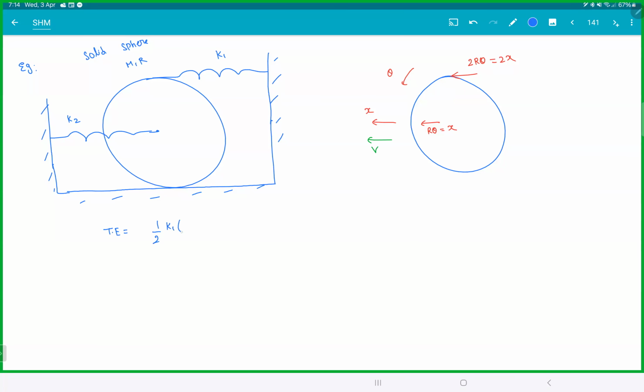Half k1 2x whole square, plus half k2 x square, plus half m v square, plus half I omega square. Lucky there is no gravitational potential energy. Differentiate. This would be 4k1 x dx by dt, which is v, plus k2 x v, plus mv acceleration, plus I omega alpha.